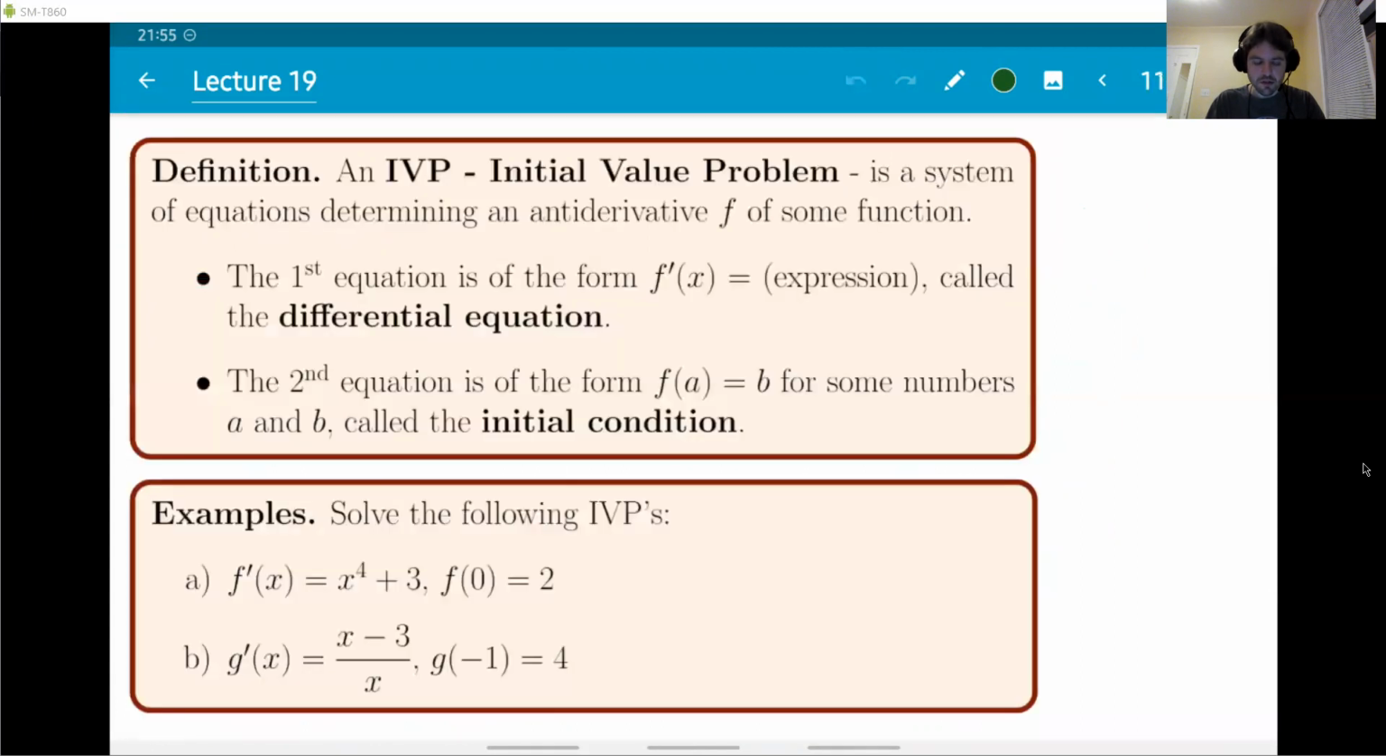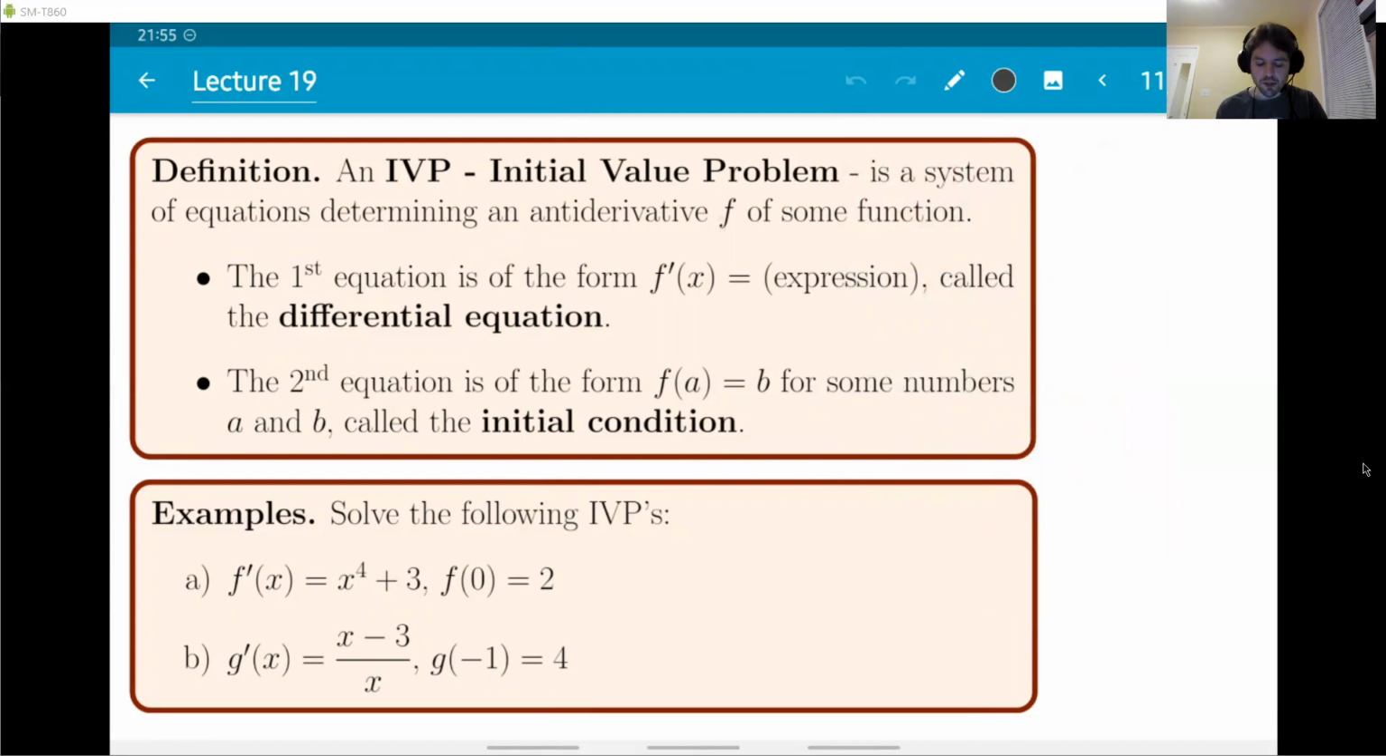So this connects us to the next topic. This is my last slide here. Finally, if you remember in the title screen, I told you this is another topic for today, initial value problems. We're going to call them IVPs. What is an IVP? An IVP is a system of equations, two equations actually, determining an antiderivative of some function.